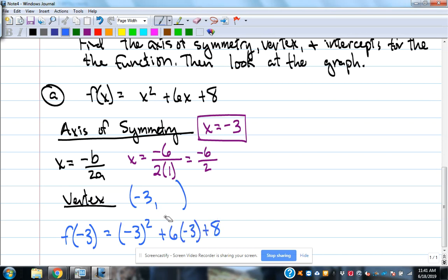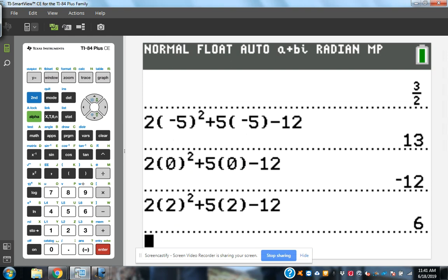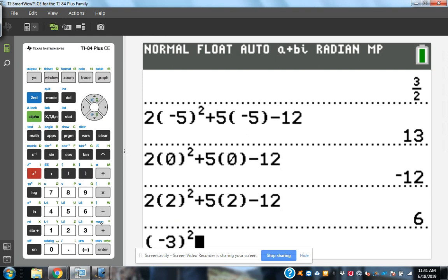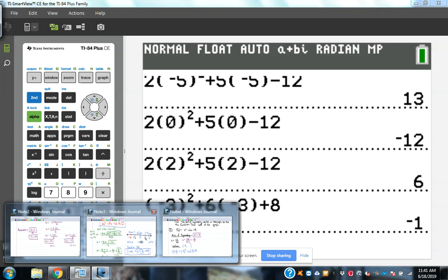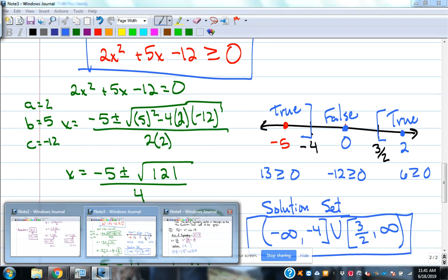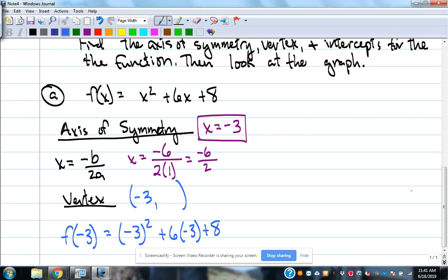I can do this with my calculator. I can do this by hand if I wanted to, but I can do this with my calculator, showing that I'm plugging it in. And then I'm just going and saying negative 3 squared plus 6, parentheses, negative 3, and then plus 8 on the outside there. Hit enter, and I get a negative 1 as my y value for my vertex. So this is working out to be negative 1. So there is my vertex.